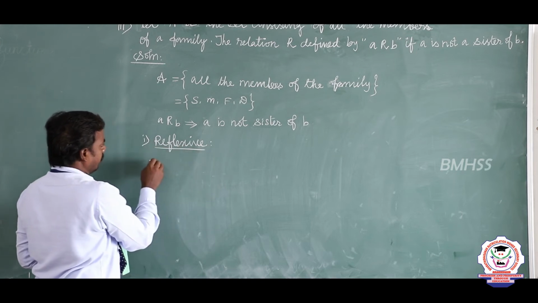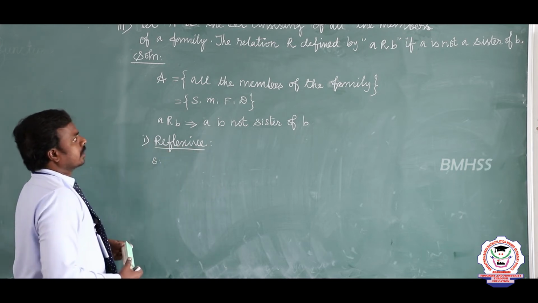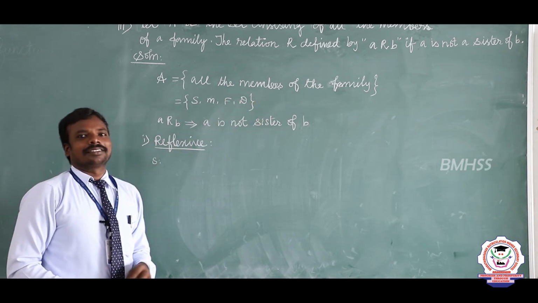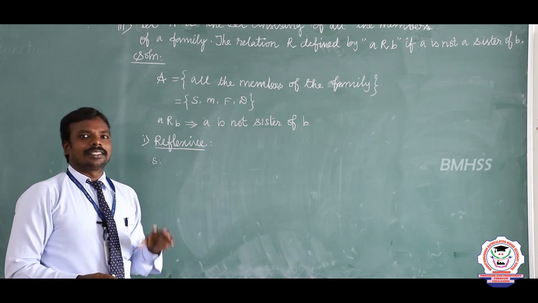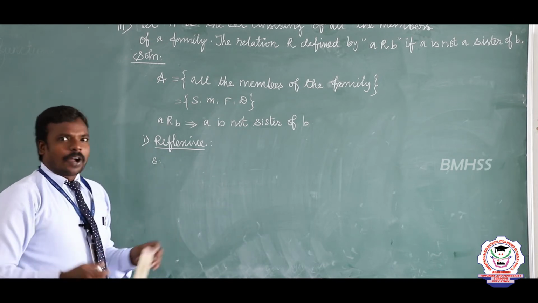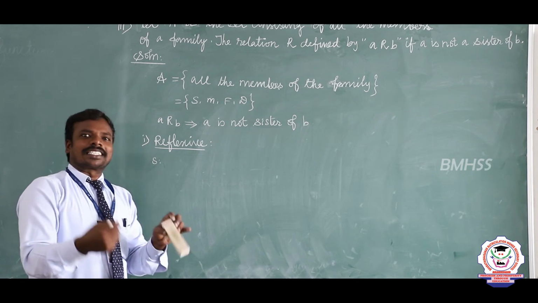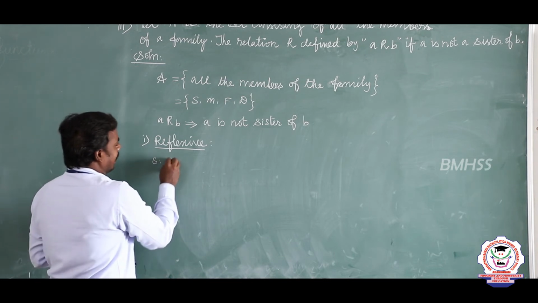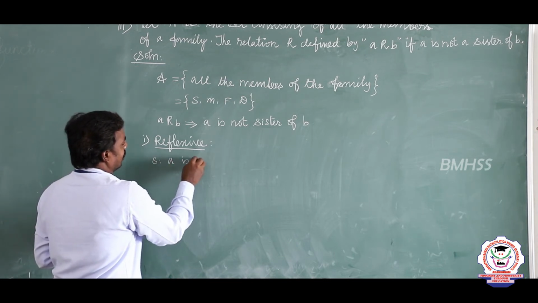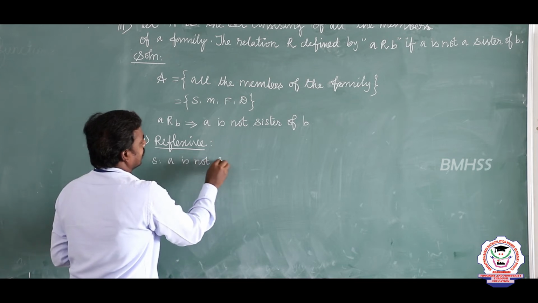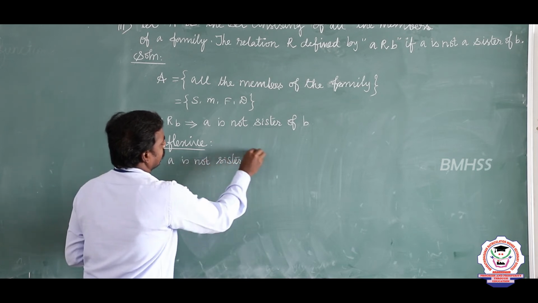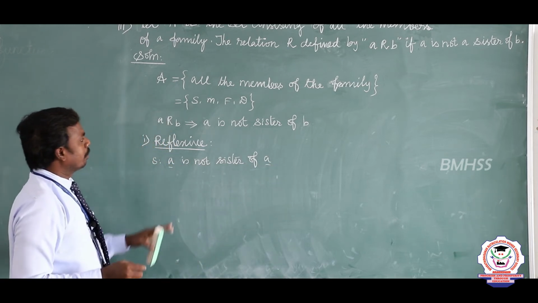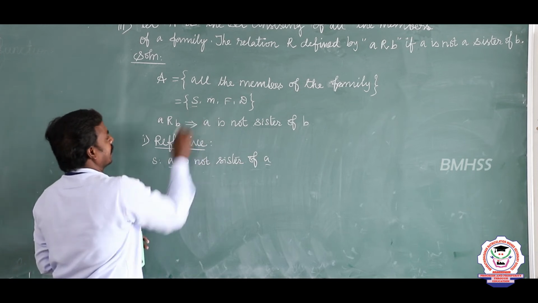To check reflexive relation, first the statement: A is not sister of A. Listen, because it is not possible. A person cannot be sister of himself or herself. From this, the statement A is not sister of A, same element, that is only one person A. So here what is the person A? You consider S.